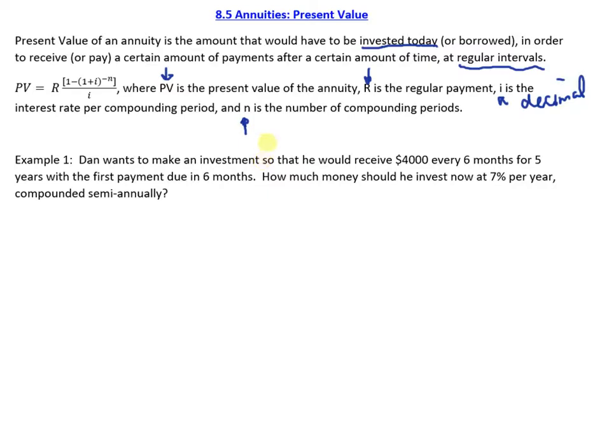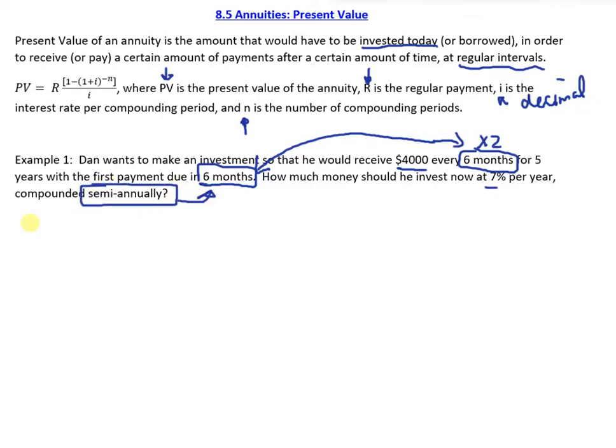Okay, same idea. Dan wants to make an investment so that he would receive $4,000 every 6 months, so this is 2 times a year, for 5 years, with the first payment due in 6 months. You're always going to see this; this is always going to align with this. So how much money should he invest now? He's going to get 7% a year, compounded, of course, semi-annually. Again, this semi-annually is always going to align with that, like 6 months. Okay, let's write down everything that we have.